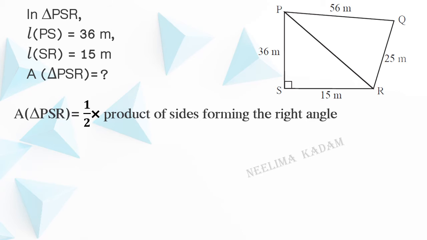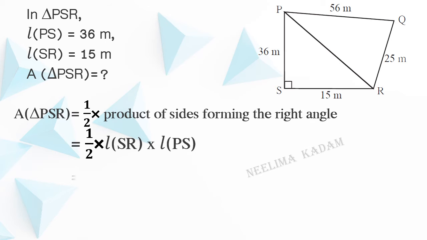1/2 गुणिले काटकोन करणाऱ्या बाजूंचा गुणाकार. काटकोन करणाऱ्या बाजू कोणत्या आहेत? PS आणि SR. Area is equal to half into length SR, that is base, into length PS, which is height. Okay, these are the sides forming right angle. SR is given, PS is given.